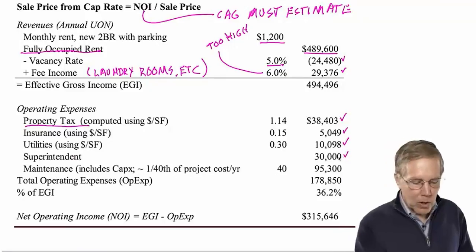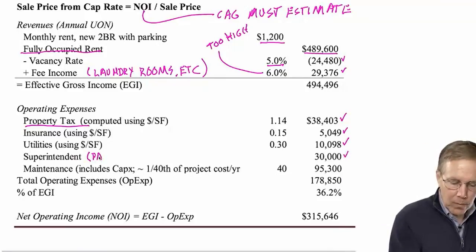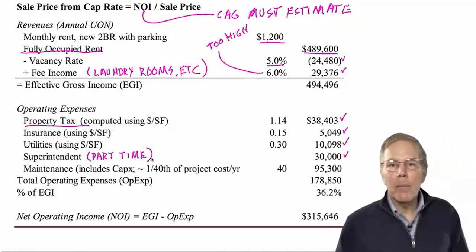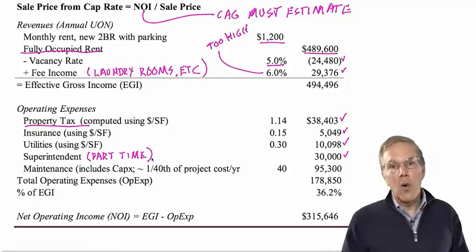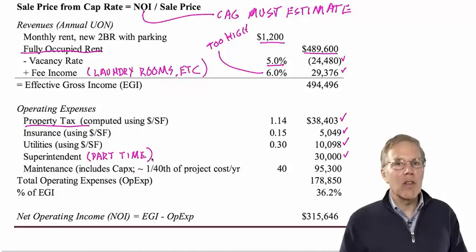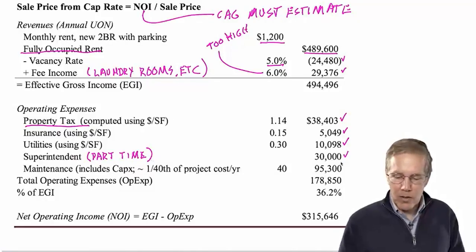Going to have to pay utilities about $10,000 a year. They're going to have a super who is part-time, and most managers of cash flow producing properties either have a super that moves from building to building to building and is part-time in each one, or if they just own one building, they take on the super job themselves. But it's about $30,000 worth of work a year, okay?